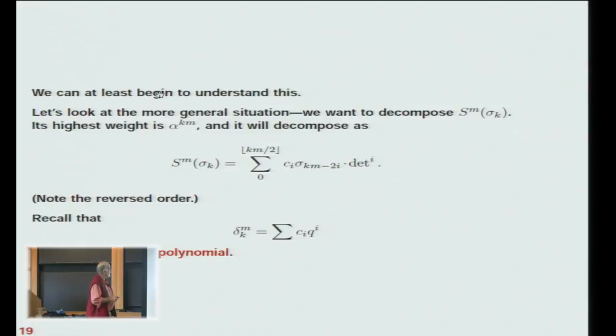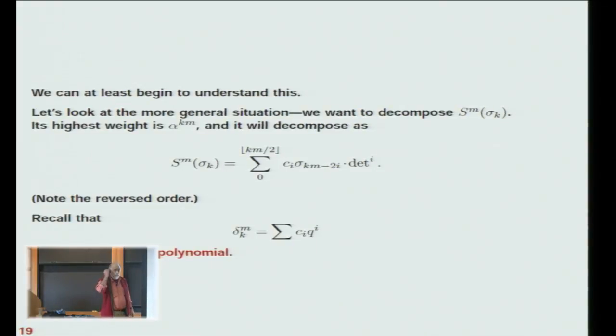But I think that's not important. So we can at least begin to understand this. So we have what I call, let's look at the general situation. I'm decomposing sigma Sm of sigma k, and as I recall, I can write it like this. And then I have what I call the decomposition polynomial.